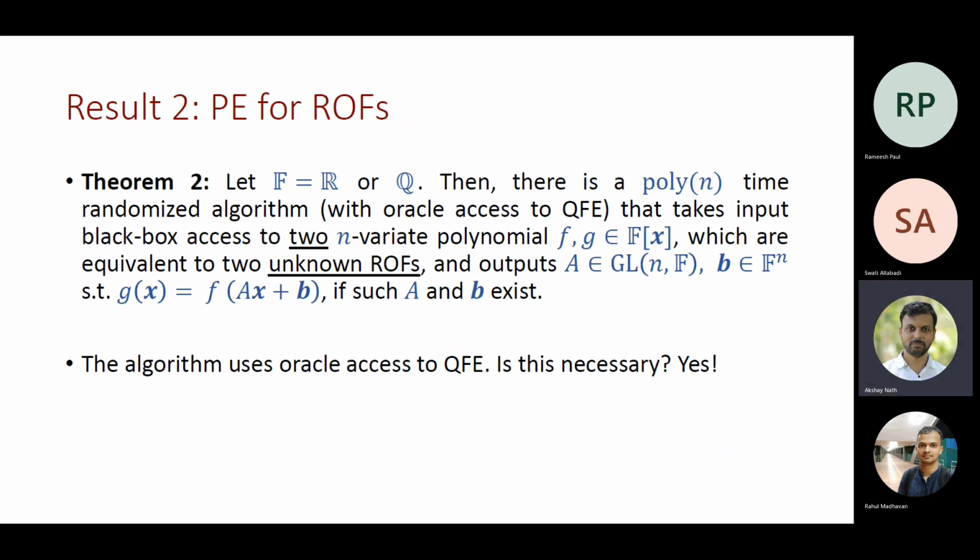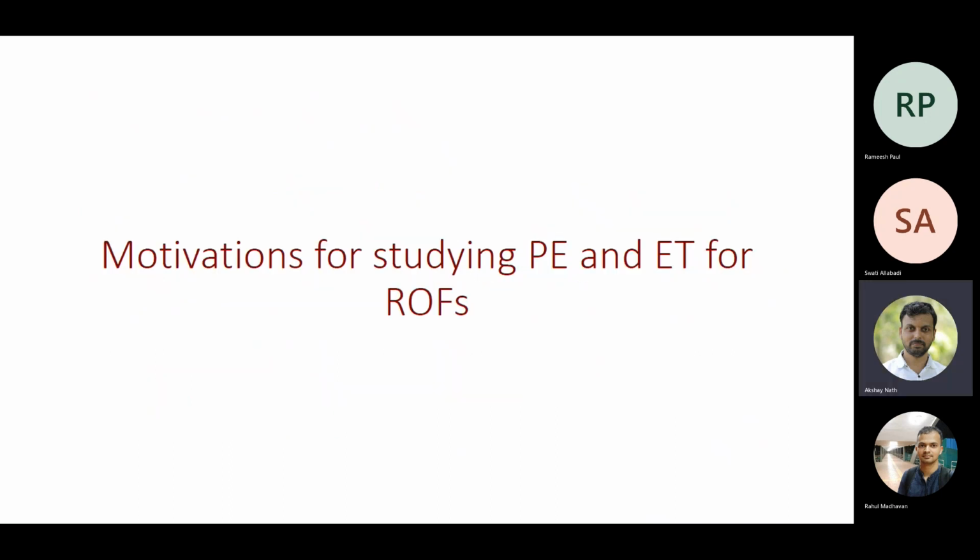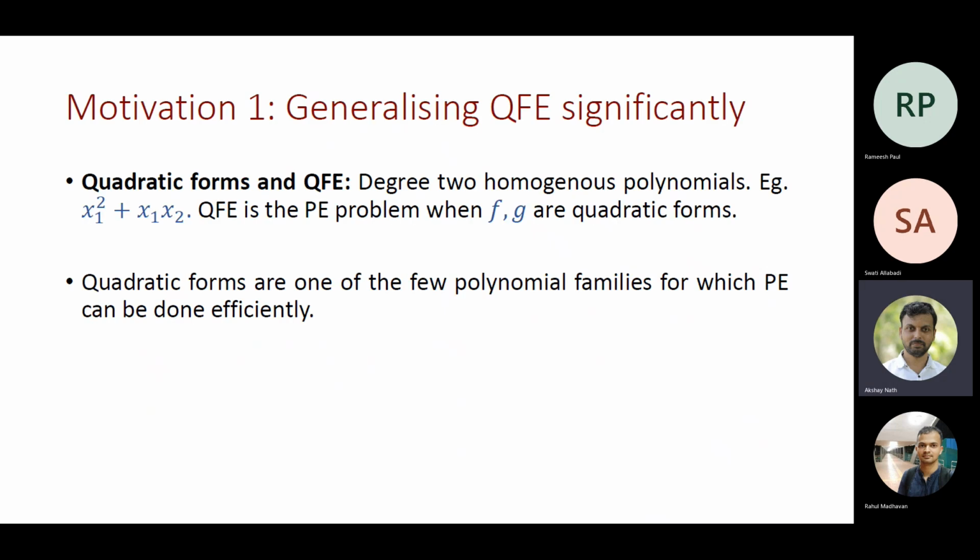But before that, let me just say that oracle access to QFE is a mild assumption, because we know of polynomial time algorithms for QFE over the field of complex numbers, real numbers, and finite fields. And over the field of rational numbers, we know that QFE is equivalent to integer factoring. So now that I've stated our results, let me motivate the problems. The first motivation is for the PIT problem for ROFs, and this comes from generalizing QFE significantly.